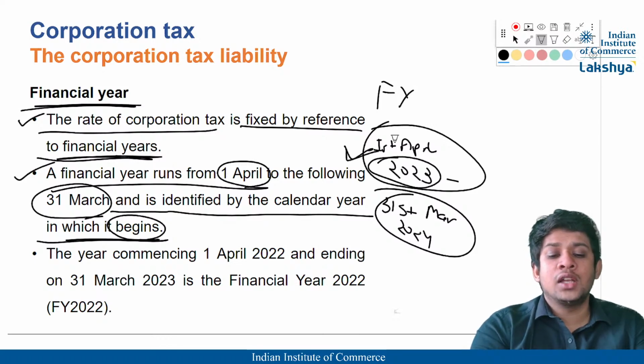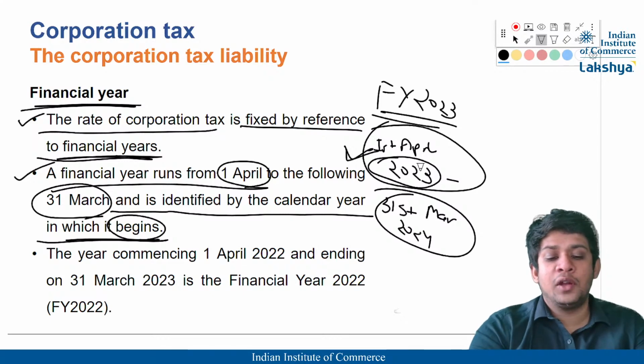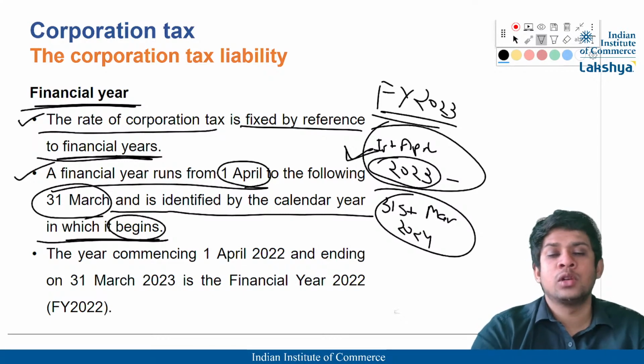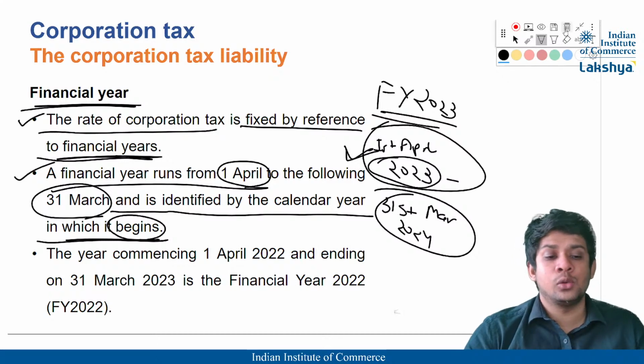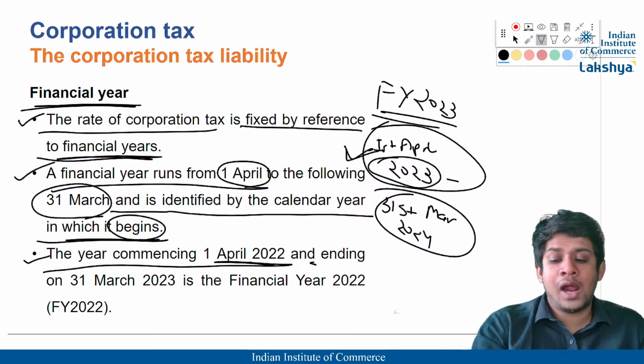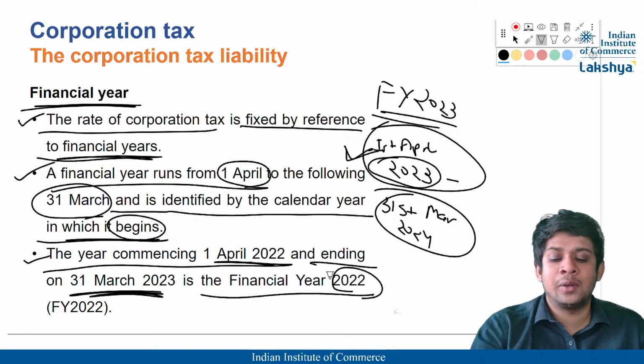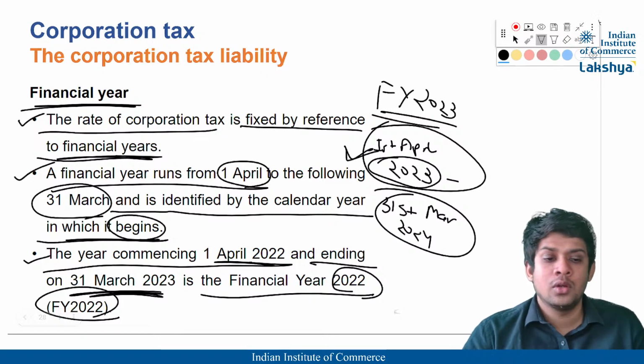That means my financial year can simply be stated by the year when it started. So it started in the year 2023, so this is the financial year 2023. If it had started in 2022, this would have been the financial year 2022. The year commencing 1st April 2022 and ending 31st March 2023 is the financial year 2022, as I already told you. I hope it is clear, guys.